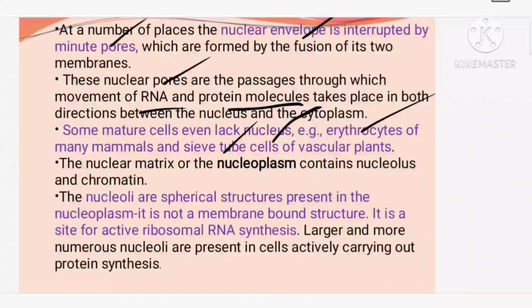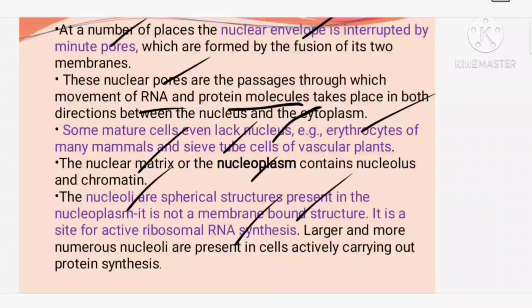If the nucleus is present, they will somewhat become what? Spherical in nature, occupying much space. That is one difficulty. The nuclear matrix, we call it the fluid filled part, nucleoplasm. Here only nucleolus and chromatin are present. Nucleoli are spherical structures, and they are not membrane bound, they do not have a membrane, and ribosomal RNA synthesis is taking place.